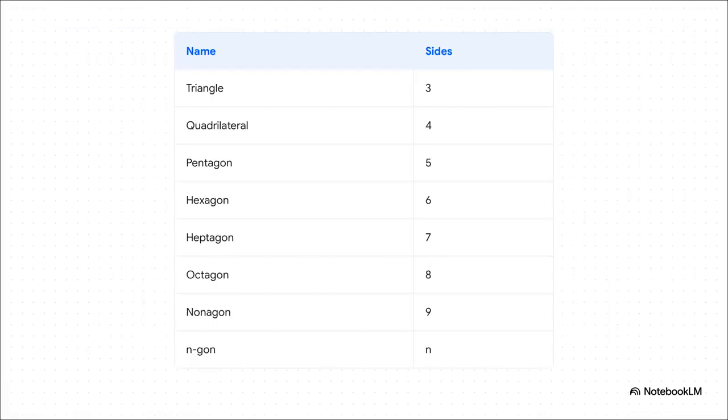Now, this is basically your ultimate visual cheat sheet for matching names to the number of sides. You probably already know the triangle with 3 sides or the quadrilateral with 4, right? But you really need to commit the rest to memory. Pentagon for 5, hexagon for 6, heptagon for 7, octagon for 8, nonagon for 9, and decagon for 10. And what about when we don't know the exact number of sides? Well, we just call it an n-gon, where n stands for that unknown number.